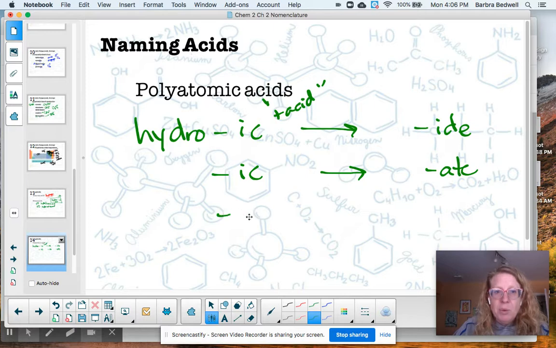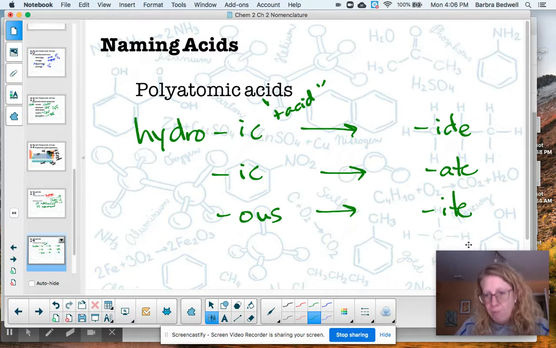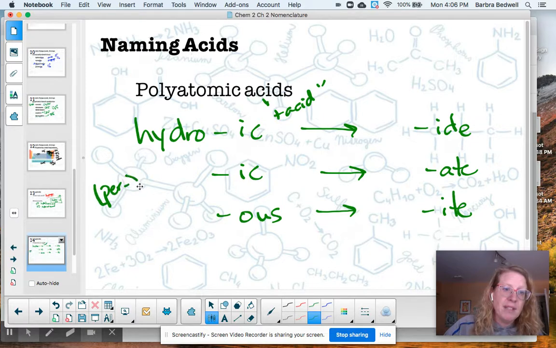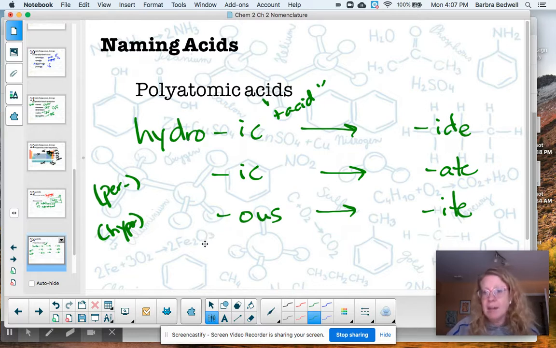If we see this one, OUS, that means it was the ITE form. And again, all those are the same. By the way, you can have these two prefixes, per and ick, and hypo. HYPO, not hydro. Hypo and ous can come together as well. So those two prefixes don't change. So you could have a per and an ate and a hypo and an ite, just like you can have the same things with your acid names.